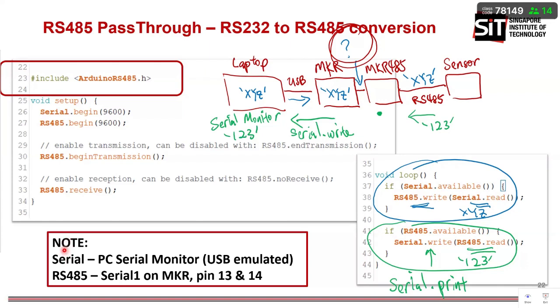In fact, I have the answers here. Take note: Serial is to communicate with your PC serial monitor, and in this case the USB is actually creating an emulated serial port. Your RS485 module, the MKR, is actually using Serial1 to communicate between MKR and MKR485. So it is actually using the serial pins. I know this part can be hard to relate to. Therefore, when you come to the lectorial with the lab hands-on, you will probably be able to appreciate pins 13 and 14.